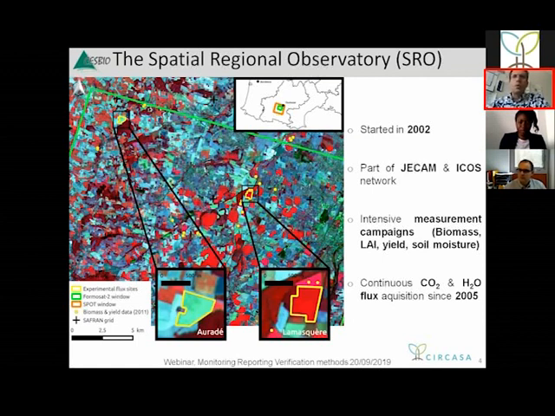And we did also, since 2006, several intensive field campaigns in order to measure biomass yield, leaf area index, soil moisture, in order to validate the variables that are estimated by the model. And we use the continuous CO2 and water flux measurements at our two flux sites, Oradé and La Masquère, in order to validate the flux components of the model.